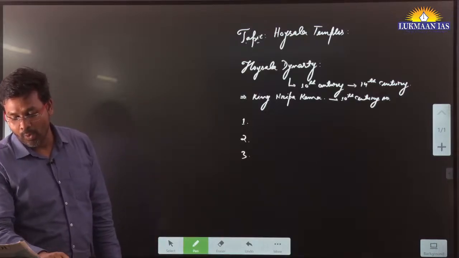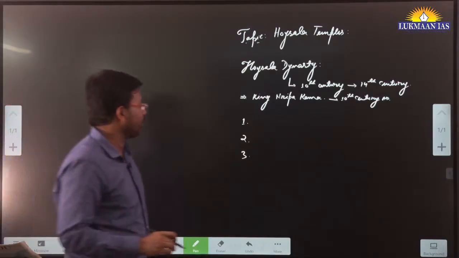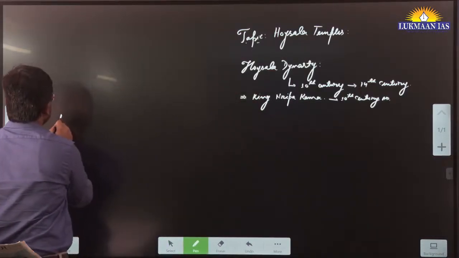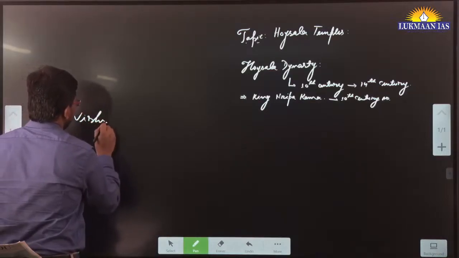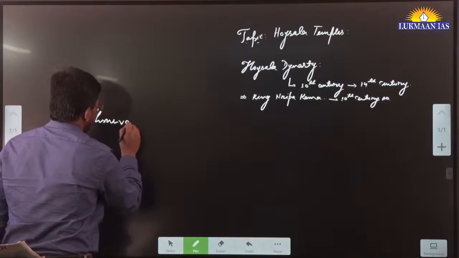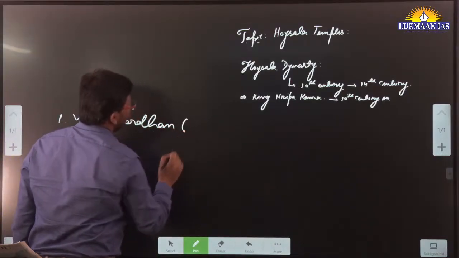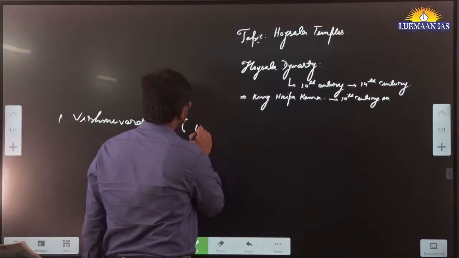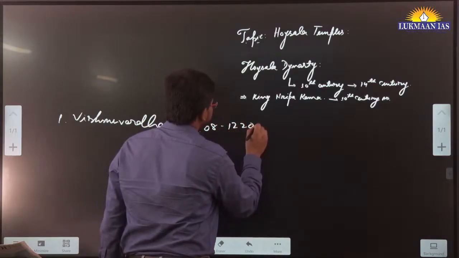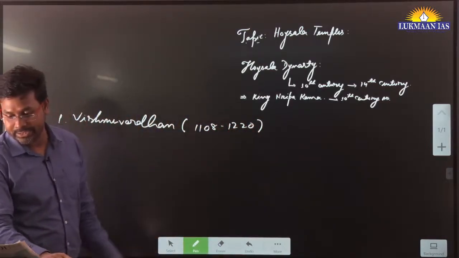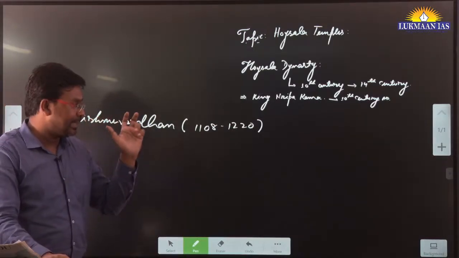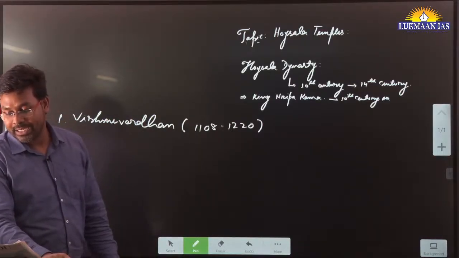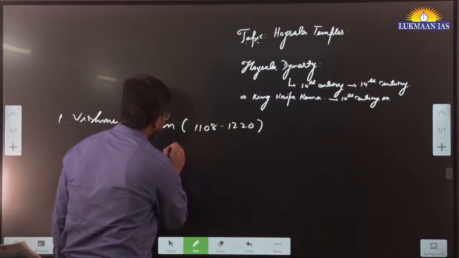What are their names? One of the kings' names is Vishnuvardhan. Vishnuvardhan ruled from 1108 to 1220 AD. And what he did was transfer the capital of the Hoysala dynasty from Belur to Halebidu. So he transferred the capital.